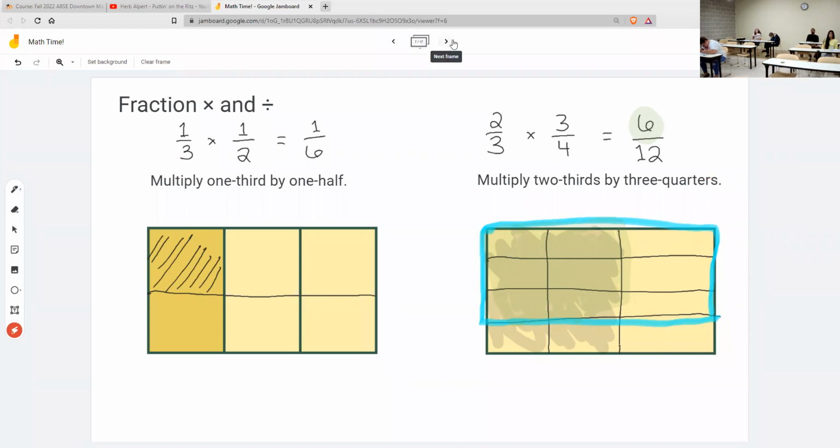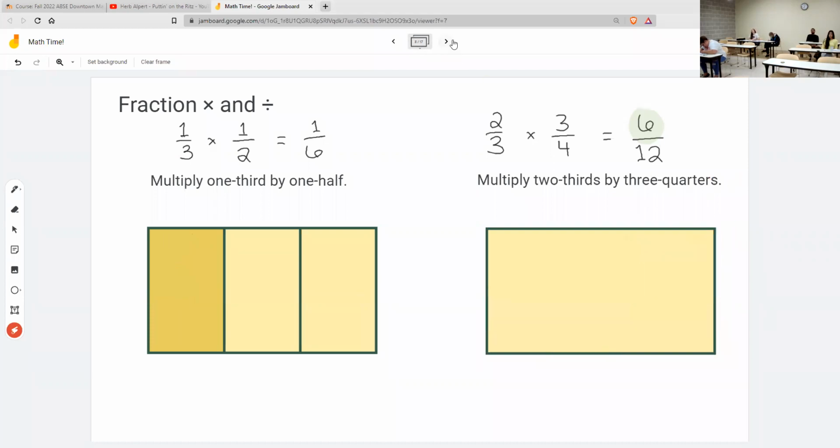So we were going to multiply 1/3 by 1/2. So how did we do that? We noticed that we have our third. And then I will cut in the other direction. And I'll say we only get one of these halves.